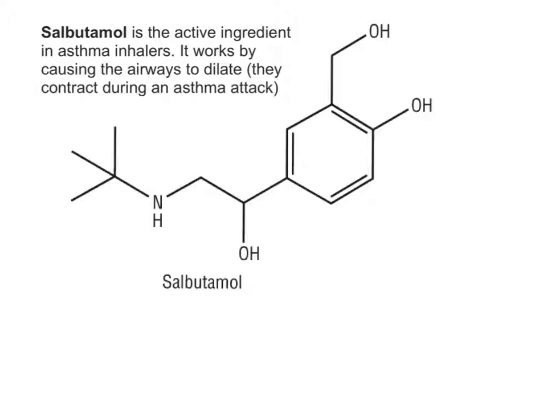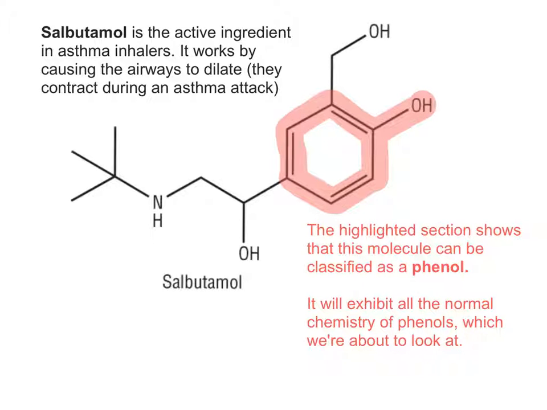So in terms of phenols, you can see quite clearly there's a benzene ring. Yes, it's drawn in the Kekule fashion in this particular diagram, but that part of the molecule there is the phenol. So salbutamol will do all the reactions that we're about to start looking at to try and illustrate the chemistry of phenols.